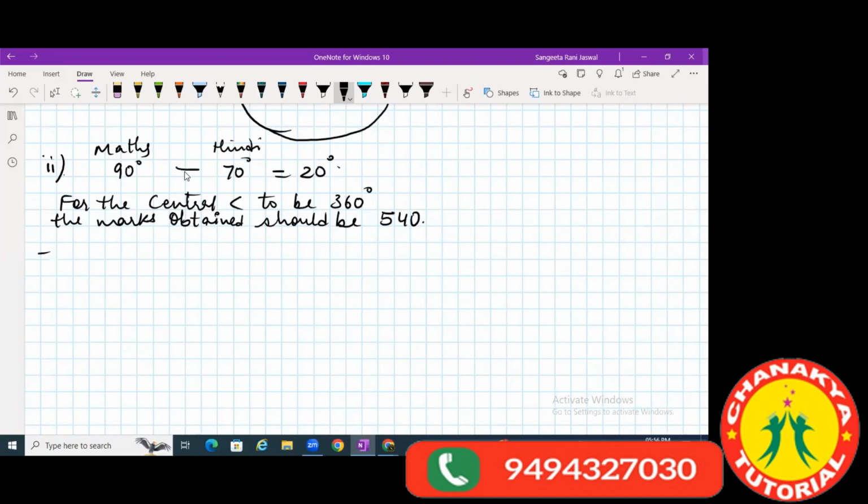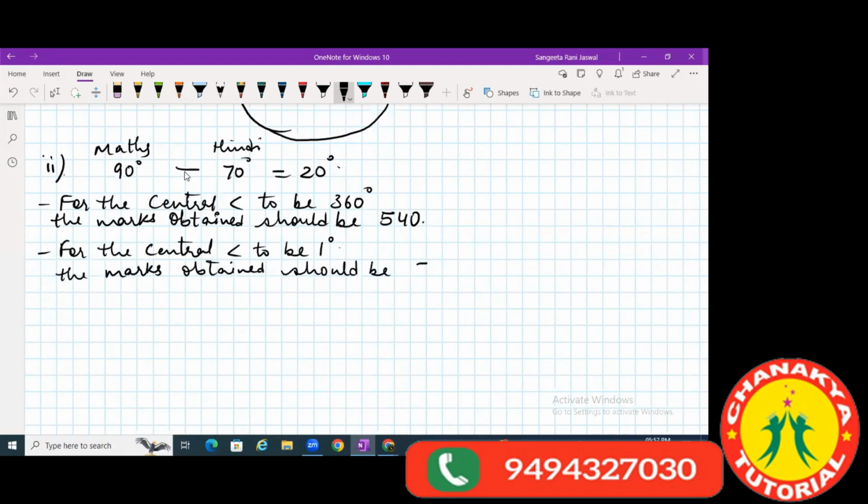Okay, the next is, this is one thing. Now for the central angle to be 1 degree, this is the unitary method I'm taking, the marks obtained should be 540 by 360, is it? For the central angle to be 1 degree, the marks obtained should be 540 by 360. Are you understanding this?